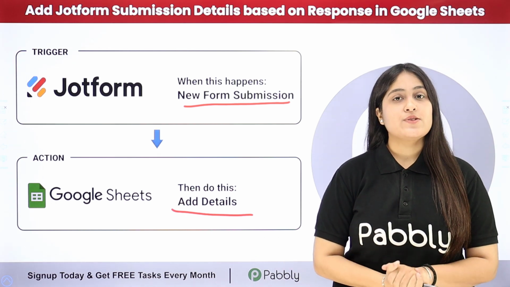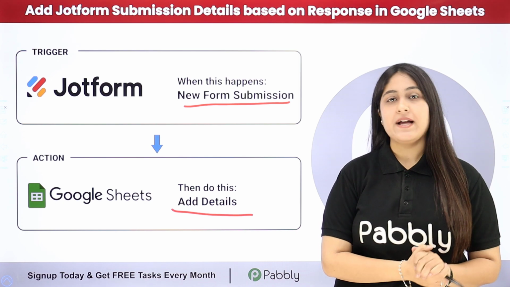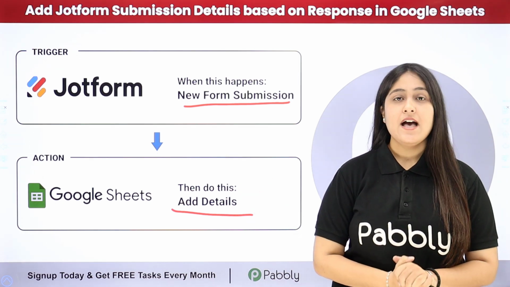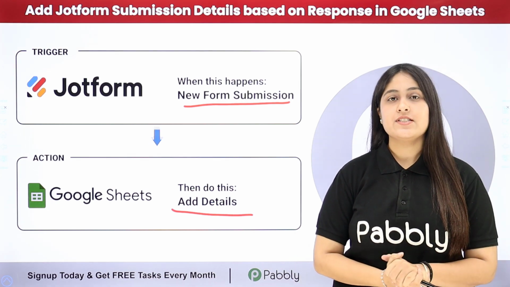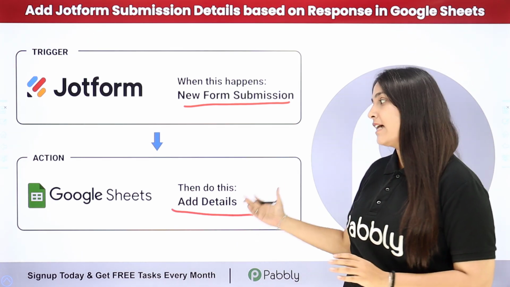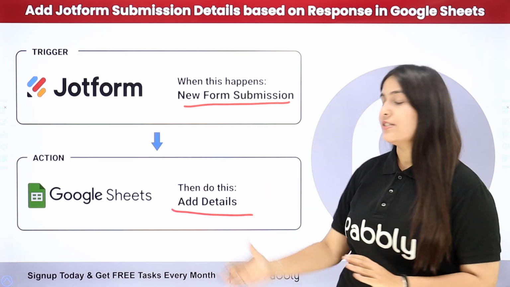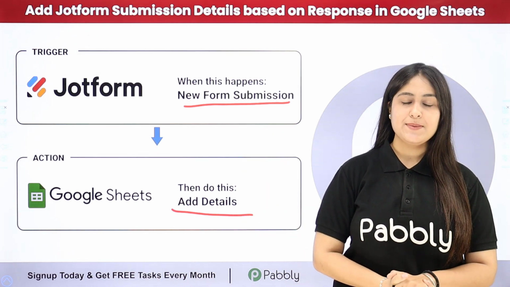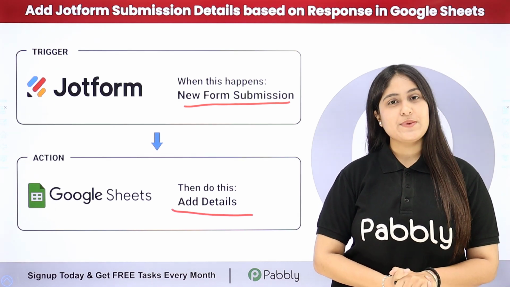So if my registrant selects a VIP access category, then automatically that registrant detail should be added in my VIP access Google Sheets. But if my registrant selects a general access category, then automatically that registrant details should be added in my general access Google Sheets. So to build this connection, I need to connect these applications using an automation software named Pabbly Connect. To learn this process step by step, let me take you to my screen.